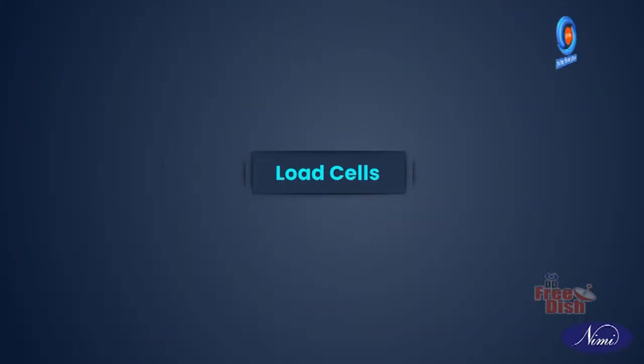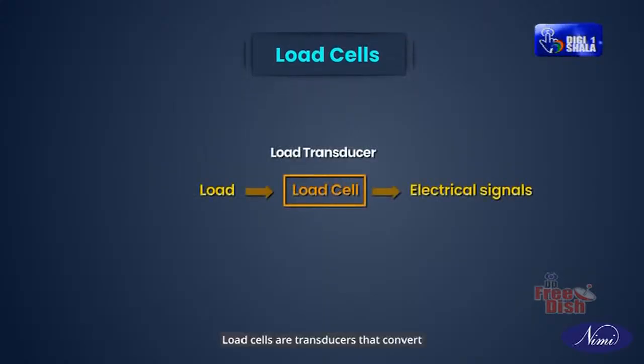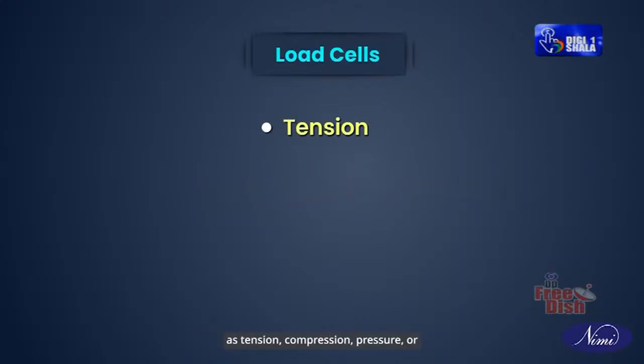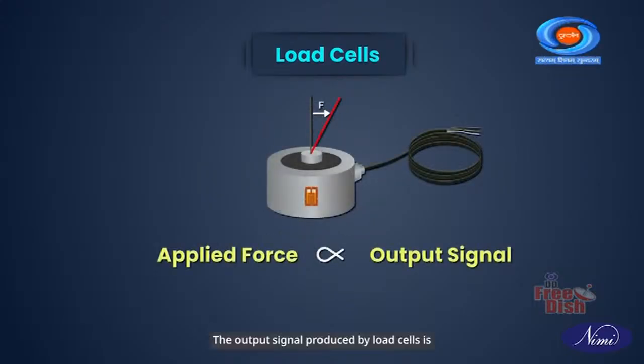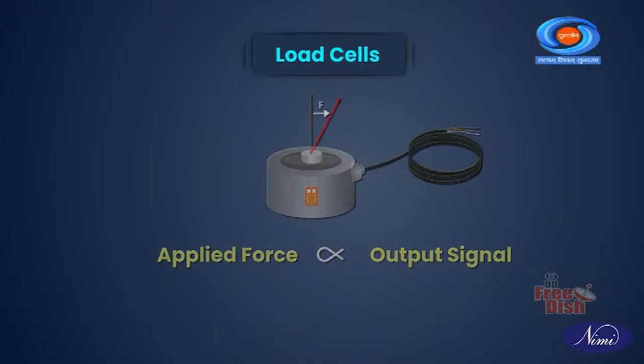Load cells. Load cells are transducers that convert mechanical force or weight into an electrical output signal. They are commonly used in industrial environments to measure various forces such as tension, compression, pressure, or torque. The output signal produced by load cells is proportional to the applied force, making them essential for monitoring and controlling weight capacity in industrial processes.